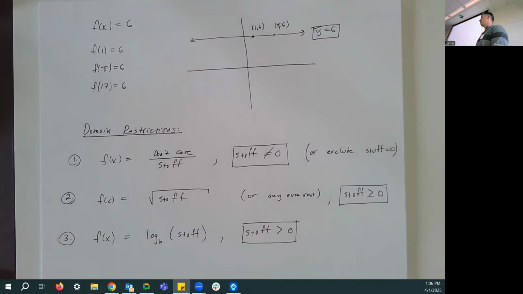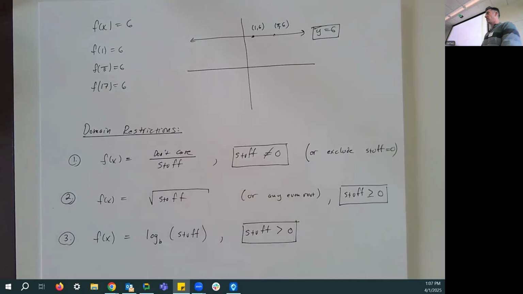We'll talk more about this probably tomorrow. And if I say tomorrow, I mean the next time I see you all. The next class meeting, we'll talk about why the logarithm's domain is what it is. But for now, you can just believe me that yes, for a logarithm, we can't take a log of 0 or a negative number. So these are the 3 types of things where we have to worry about domains.